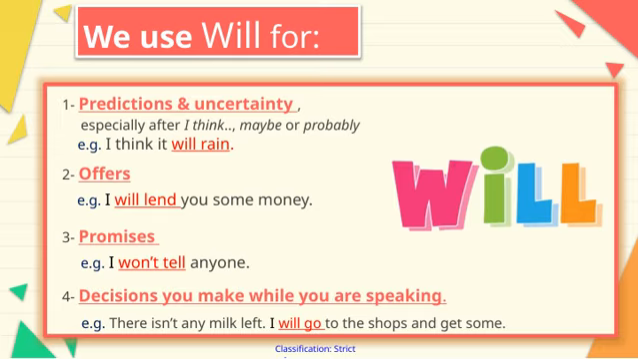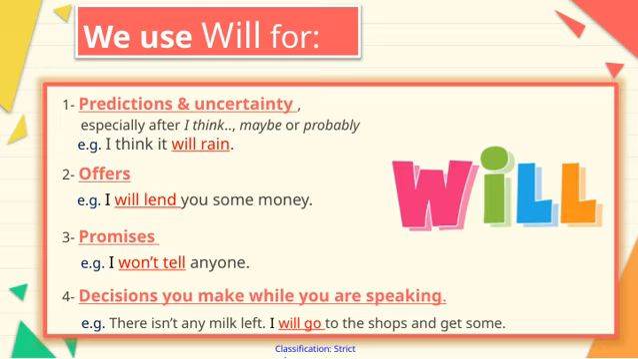Next, will is also used when we make offers. For instance, if I say, "I will lend you some money," I'm offering help or assistance. It's a way of showing willingness to do something for someone else. Then we use will when we're making promises. For example, "I won't tell anyone" is a promise that I intend to keep. It's a way of assuring someone that I will do or not do something.